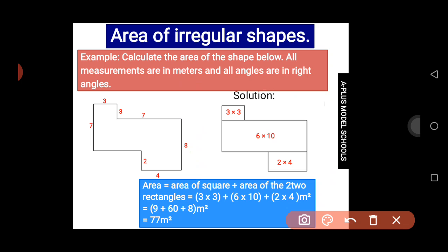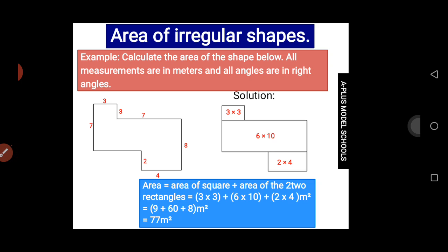So if I want to look for the area, that will be 3 times 3 plus 6 times 10 plus 2 times 4. So 3 times 3 will give me 9. This 6 times 10, that is 60. Then 2 times 4, which is 8. Then add everything together. So I have 9 plus 60, that is 69. 69 plus 8, that is 77. So my answer would be 77 meter square.